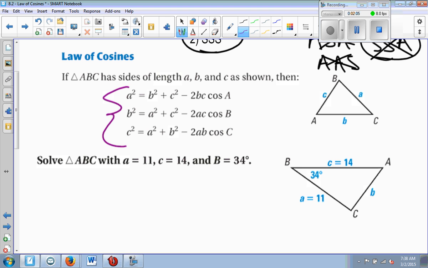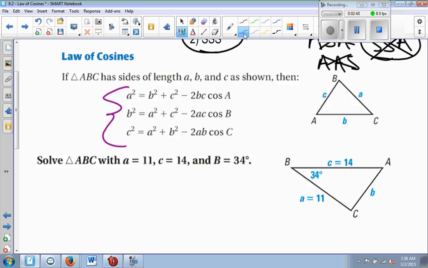So how do you decide which one you're supposed to use? It all depends on either which angle you're trying to find or which angle you were given to start the problem. So if I'm trying to find angle C, then I would use the third one because it has angle C in it. If I was given angle A, then I would use the first one because it has angle A in it. So again, whichever formula you use is totally based off of one of two things: either which angle am I given to start the problem, or which angle am I trying to find using law of cosines.